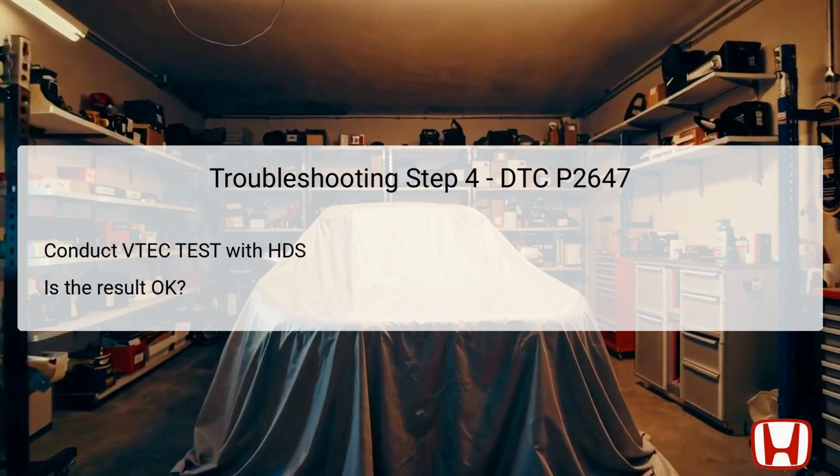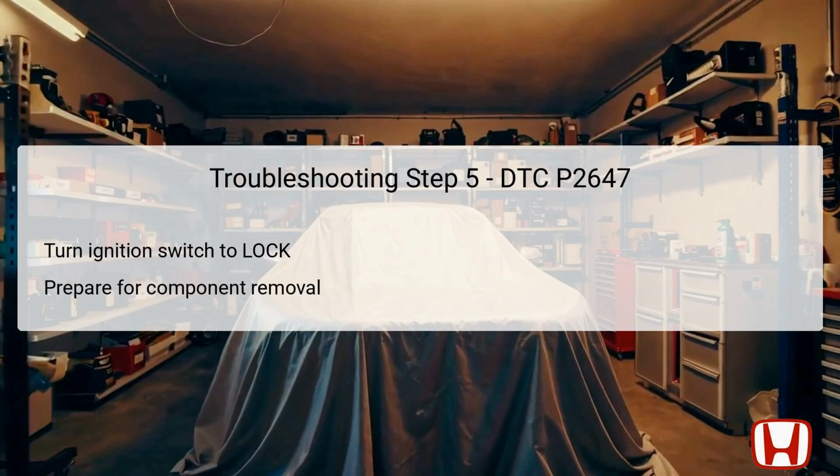engine performance. For the fifth troubleshooting step in diagnosing DTC P2647, the ignition switch must be turned to the lock position, which is essential before any physical inspection or part removal can occur. This precaution ensures the safety of the technician, preventing any accidental engagement of the engine's electrical systems during the process.